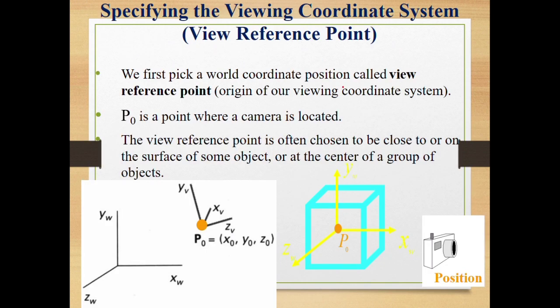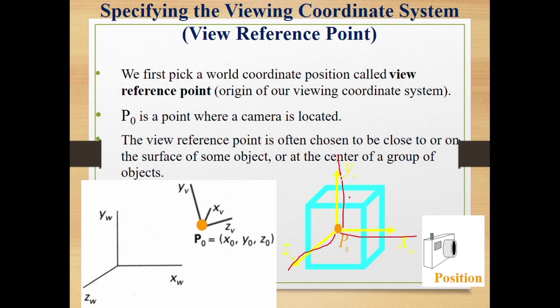And how to specify the view coordinate in your coordinate systems. According to the representation of any three-dimensional objects, the first step is to pick a world coordinate position, called the view reference point. So whatever is the maximum area, consider what is the maximum area along your z axis, what is the maximum along your x axis, and what is the maximum along your y axis.